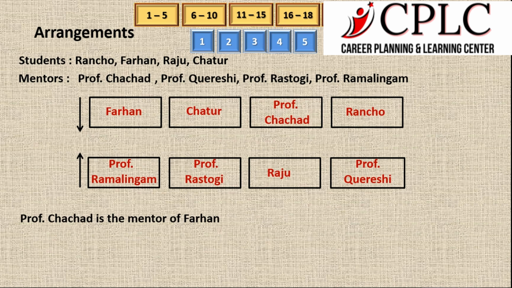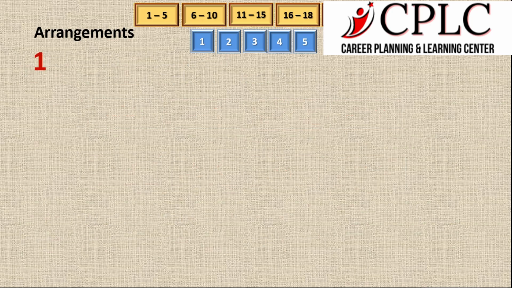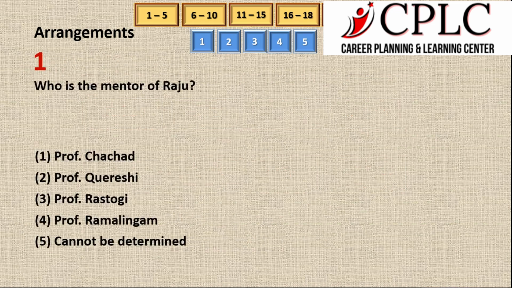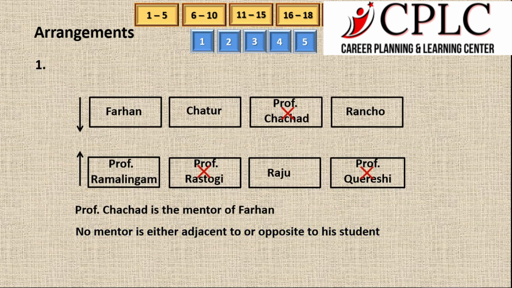And now that point is going to help us figure out who is the mentor of whom. So Raju is sitting in the lower row, and opposite to him is Professor Chachad, so he cannot be the mentor. Left of him is Rastogi, so he also cannot be the mentor. Professor Qureshi is to the right, so he also cannot be the mentor of Raju. That means the mentor of Raju has to be Professor Ramalingam. Very clearly, that is what the first question asks: who is the mentor of Raju? We have just figured that out. Professor Ramalingam is the answer.